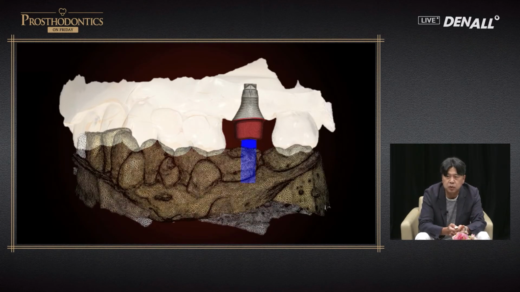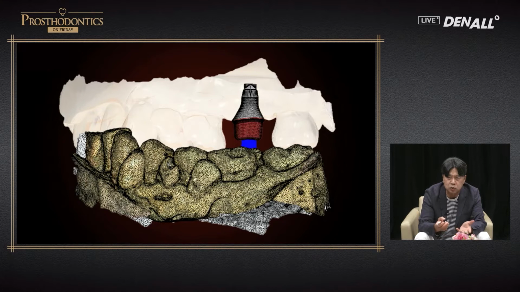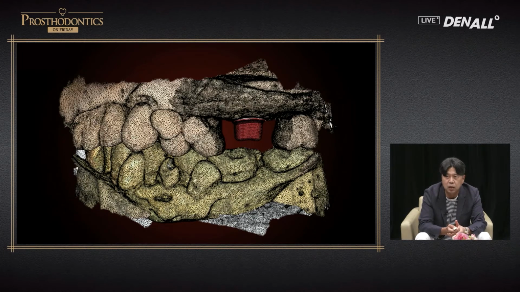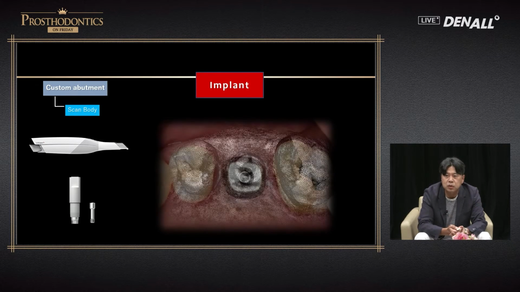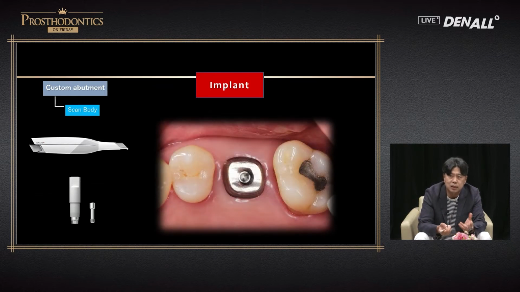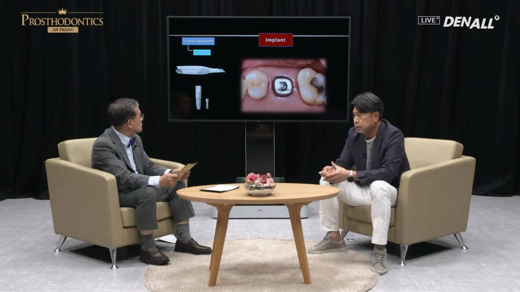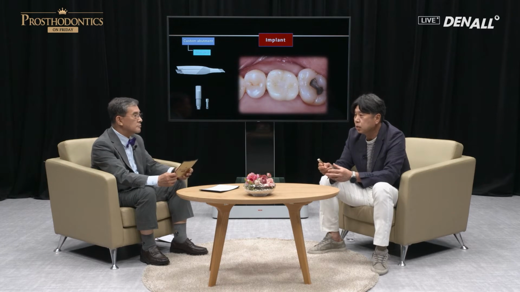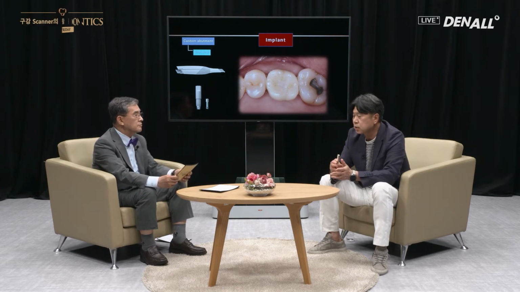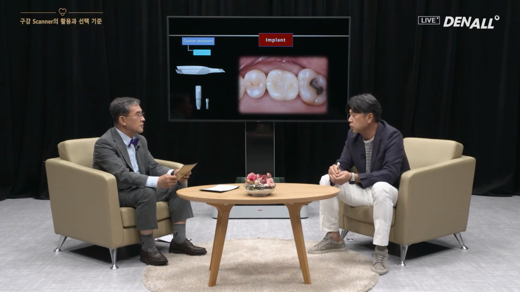This is the custom abutment designed digitally. The image of the opposing tooth is acquired. The custom abutment and crown at the same time, or a PMMA provisional, can be fabricated. It is scanned, the custom abutment is connected, and a zirconia crown is put on over it. So this is the IOS utilization for implants.